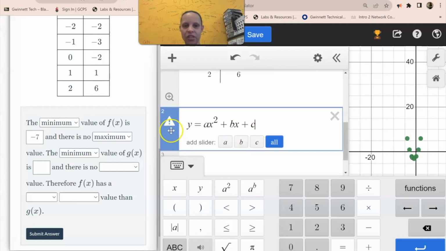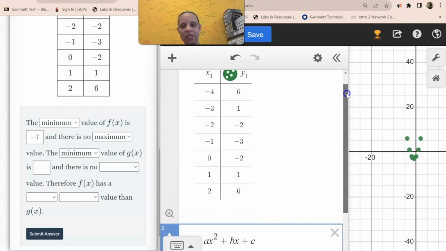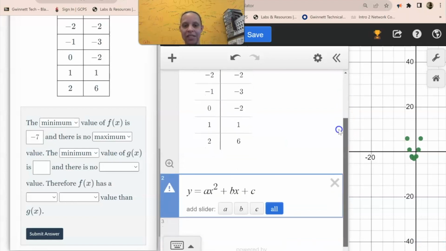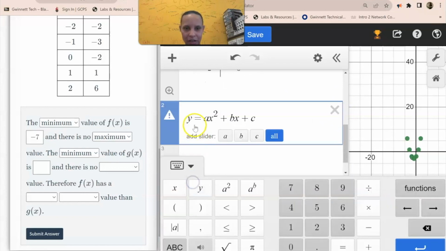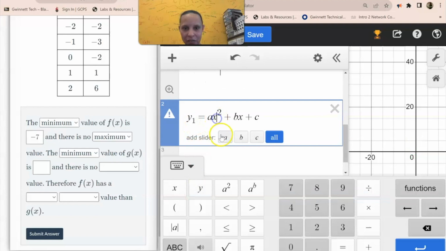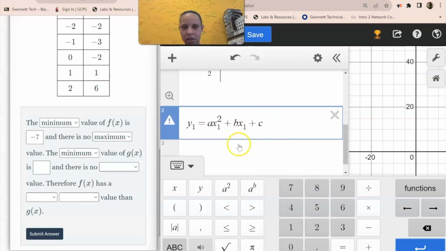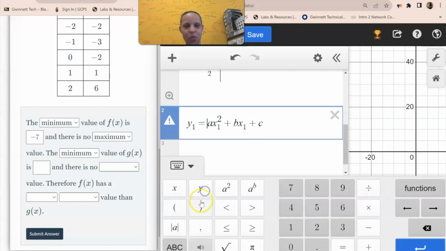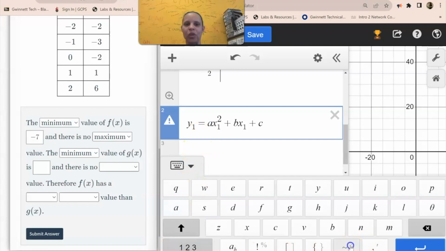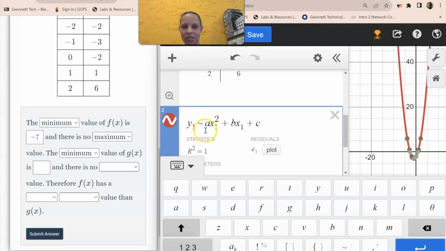Now, here's the issue. See, I have an error. It's saying, hey, there are too many variables. I'm trying to tell the calculator, hey, look at this table and tell me the answer. Notice in the table I have x1 and y1. So I have to tell this calculator that it's supposed to be y1, and everywhere there's x, x1. I still have an error, and this is the only thing you really have to remember: for whatever reason it doesn't like this equal sign, so you're going to click ABC and put the squiggly line.